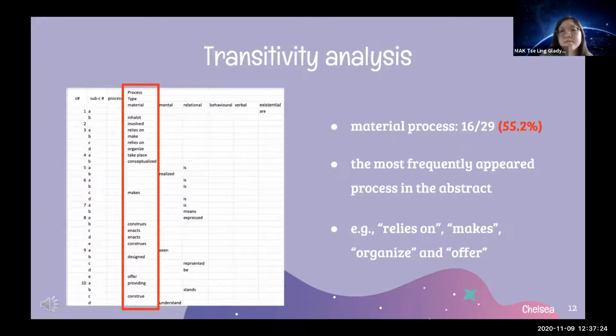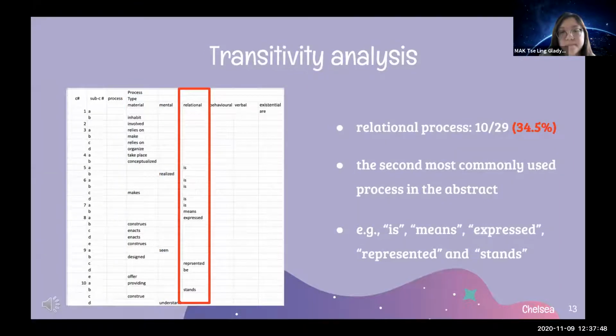First, let's focus on the material process. More than 55% of the processes are material processes. This is the most frequently appearing process in the abstract. Here are some examples found in the abstract: relies on, makes, organize, and offer. Moving on to the relational process. Nearly 35% of the processes are relational processes. This is the second most commonly used process in the abstract. Examples are is, means, expressed, and represent.